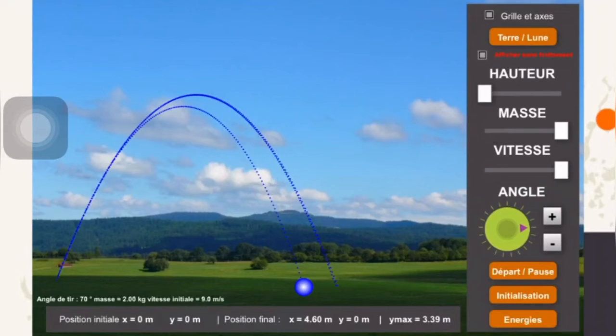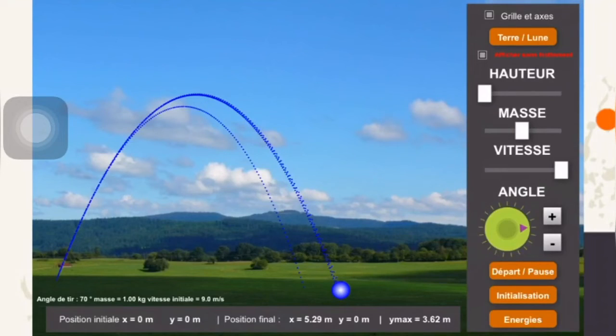If I increase the mass again, it is now 2 kg, and let me play the animation. See, with the increase of mass, the height the projectile attains is increased again, and the horizontal range also increases. Now let me put the mass as 1 kg.